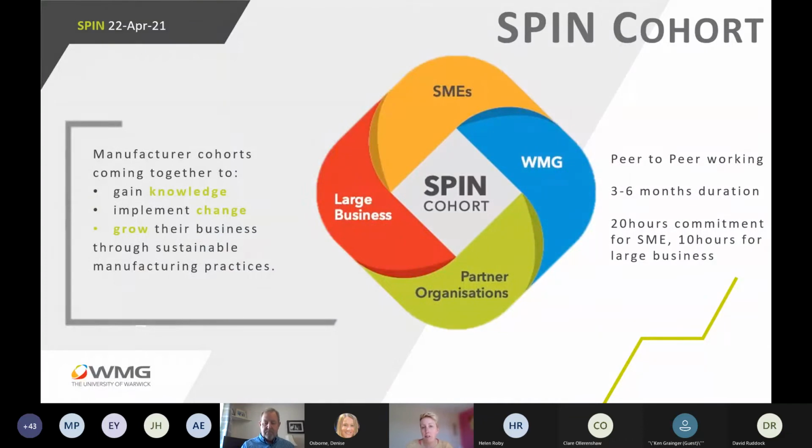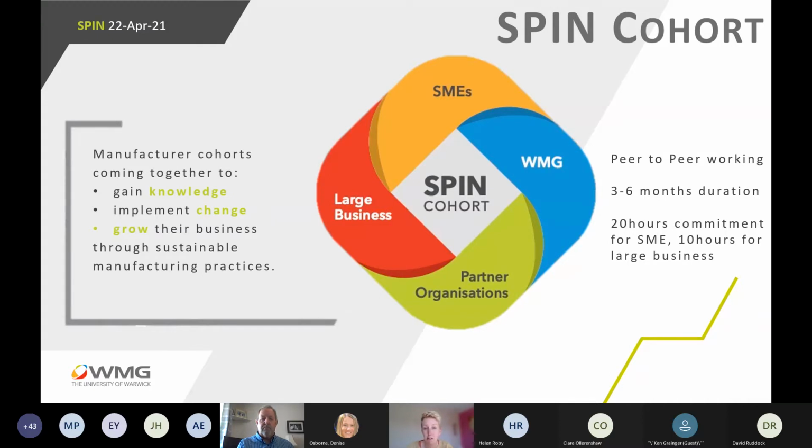And then the cohort. So this is how we practically work with the businesses to look at sustainable manufacturing. The idea of a cohort is to look at peer-to-peer working and really encourage a kind of team approach to these topics, maybe get some cross-sector learning, workshops, bouncing ideas off each other, that kind of thing. Within a cohort, we have 5 SMEs who are linked to manufacturing, and generally they're regional. WMG are in there facilitating the workshops and delivering some projects.